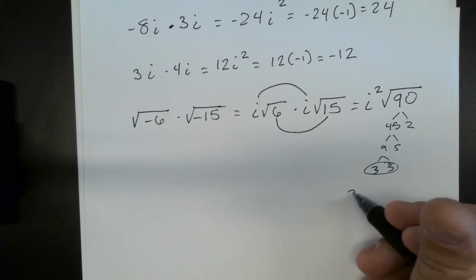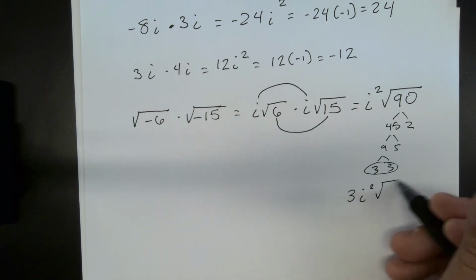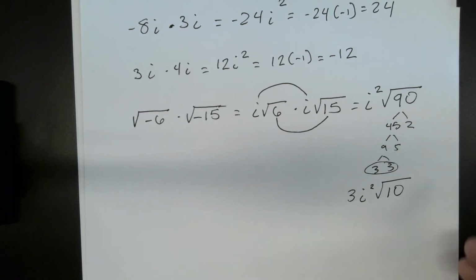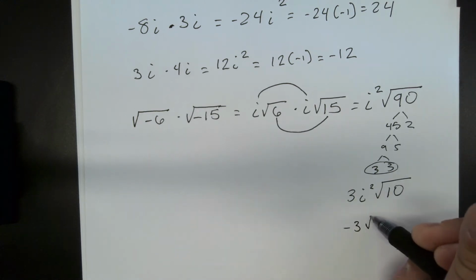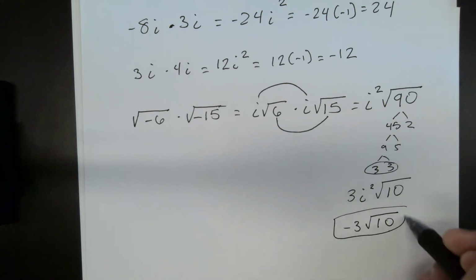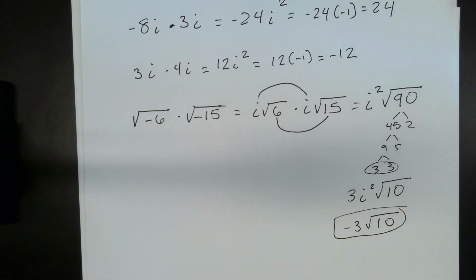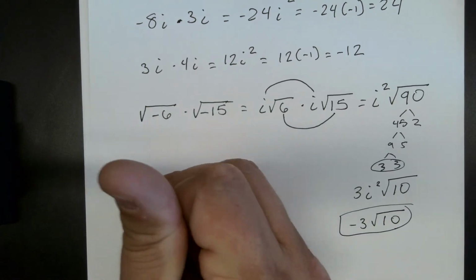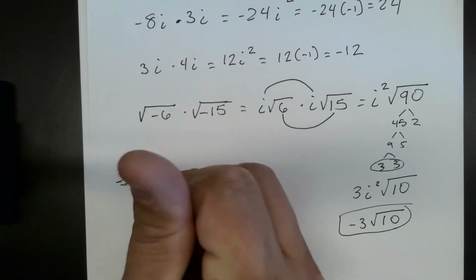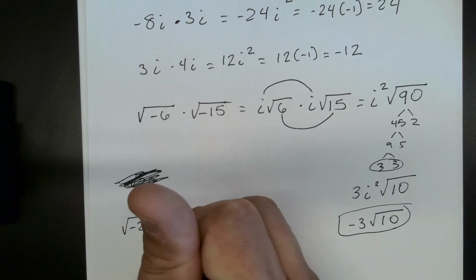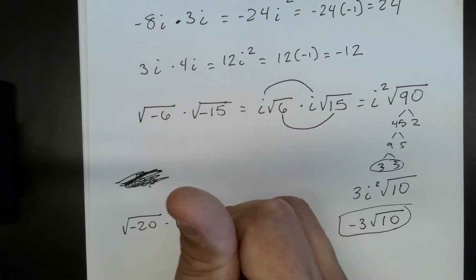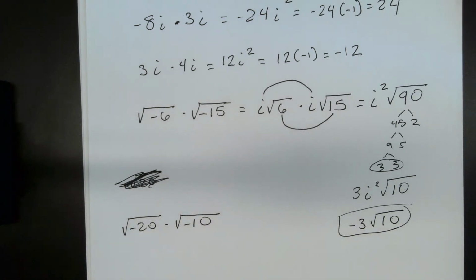So on the outside, we're going to have 3i squared, square root of 10. What does i squared become? So that becomes a negative 3, square root of 10 is our solution. Okay, I'm going to let you guys try this one on your own. Negative square root of 2, oh, wrong way. Square root of negative 20 times square root of negative 10.